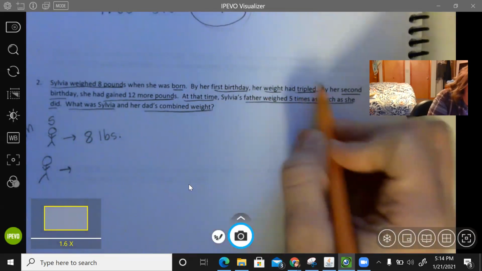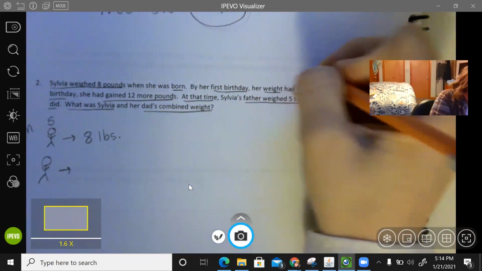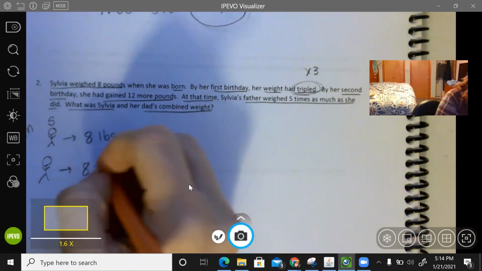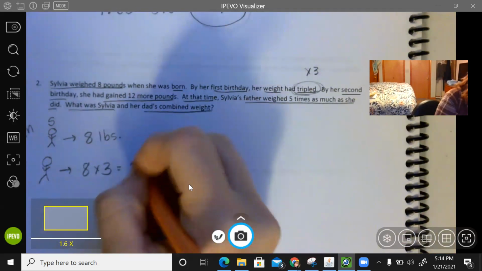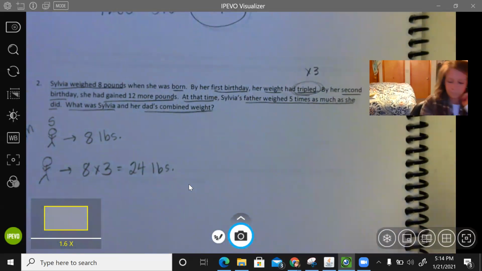Her weight tripled. So if we double, we multiply by 2. Triple, we multiply by 3. So I'm going to take her weight and triple it. So 8 times 3, I know, is 24. So when she was 1 year old, she weighed 24 pounds.